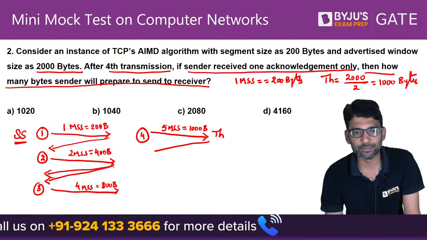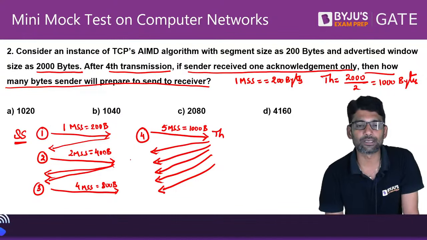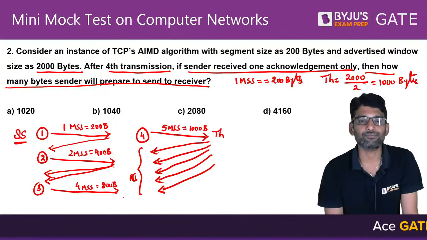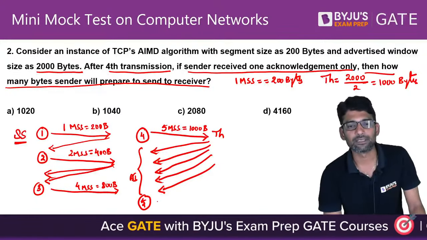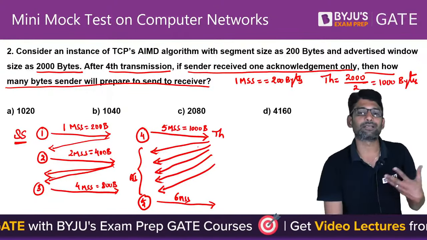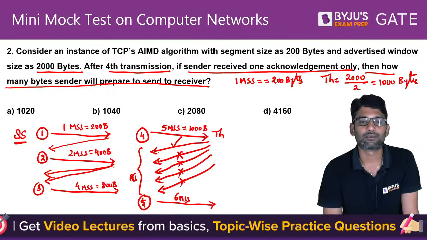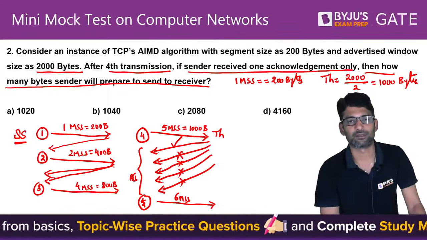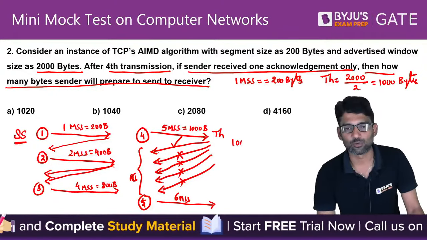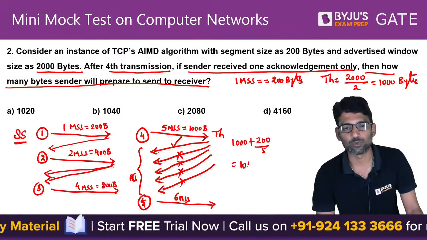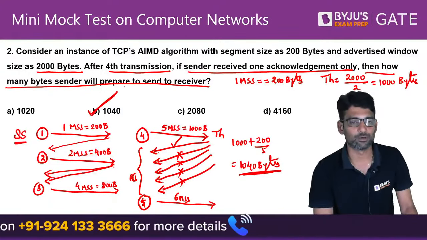Now, 5 segments means the sender is waiting for 5 acknowledgements. Whenever the threshold is reached, the additive increase phase will start. So if the sender receives all 5 acknowledgements, in the next attempt the sender would be sending 6 MSS. But given that after the 4th transmission the sender received only 1 acknowledgement. For 5 acknowledgements the sender would add 200 more bytes, but for only 1 acknowledgement, the sender would add 200 by 5. So 1000 plus 200 by 5, that is 1040 bytes the sender would be preparing to send after the 4th transmission. So it is 1040.